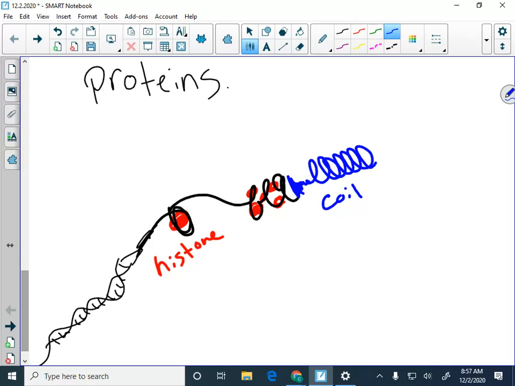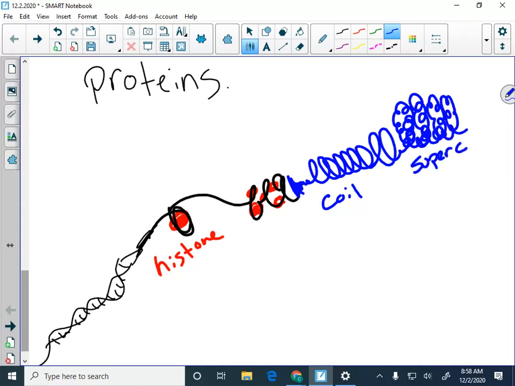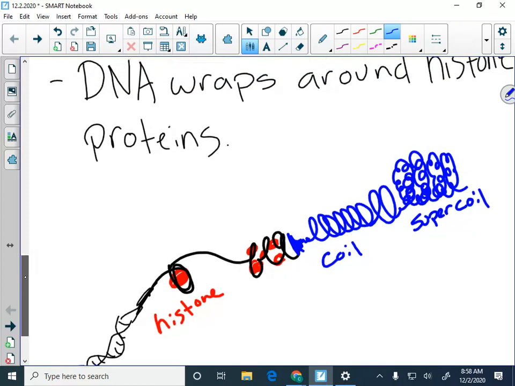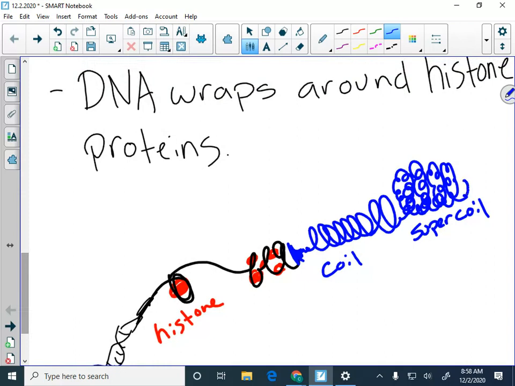And then that will supercoil. So the coils will coil, until eventually that will form a chromosome.